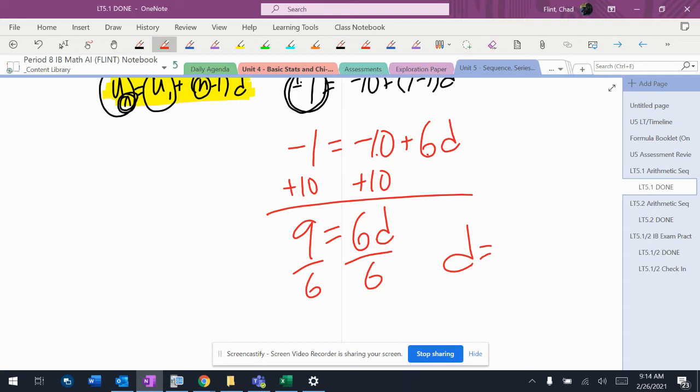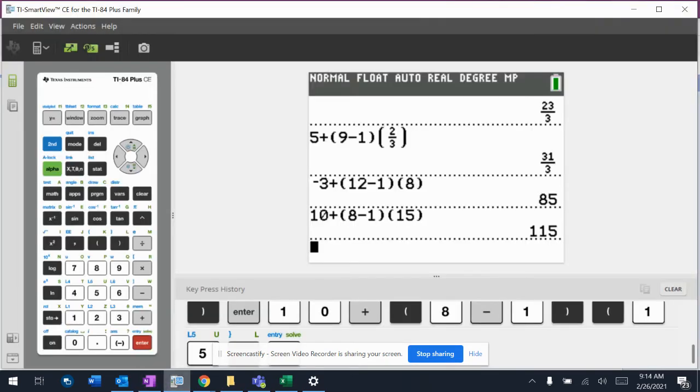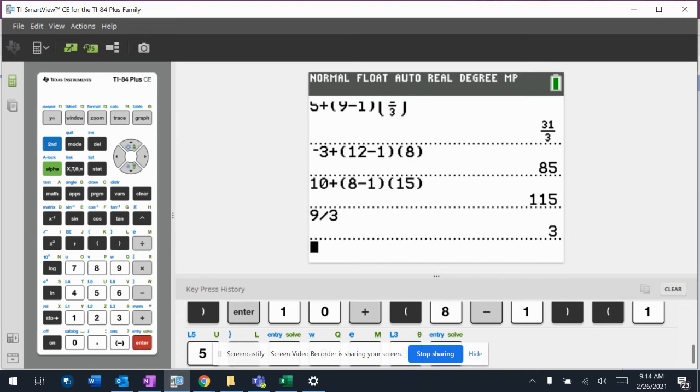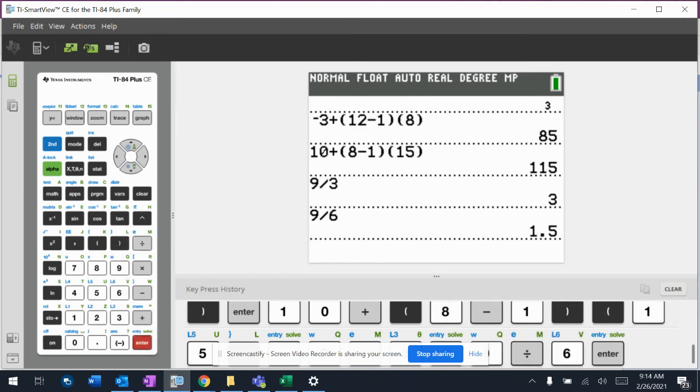Now, I can divide that. It's going to give me a fraction. Or, sorry, it's going to give me a repeating. Sorry, that's not the right thing. No, it's not going to give me a repeating decimal. Sorry, it's going to give me 1.5.